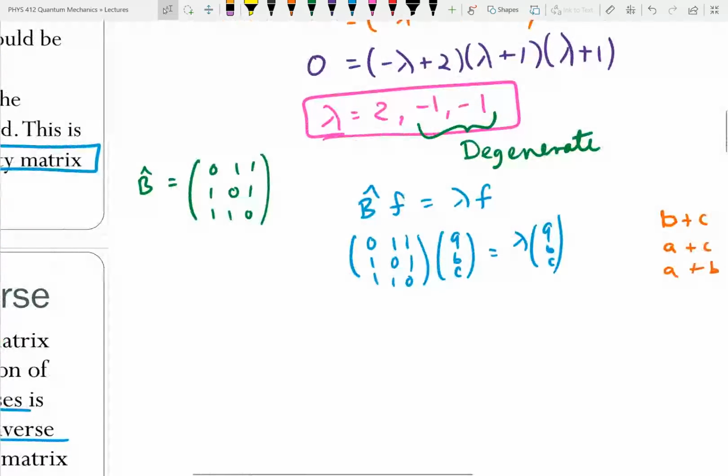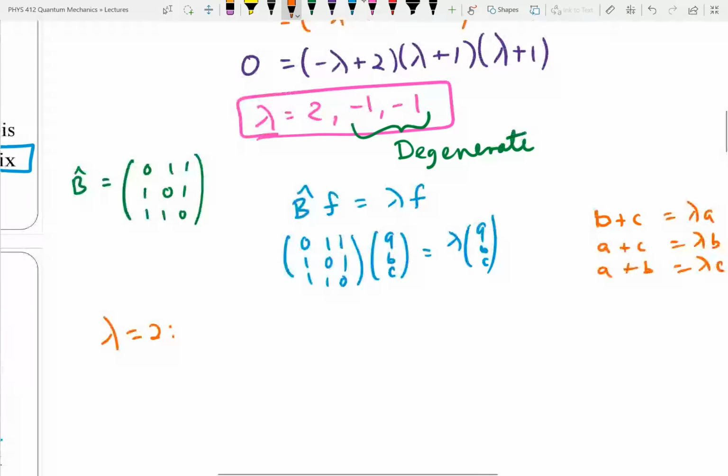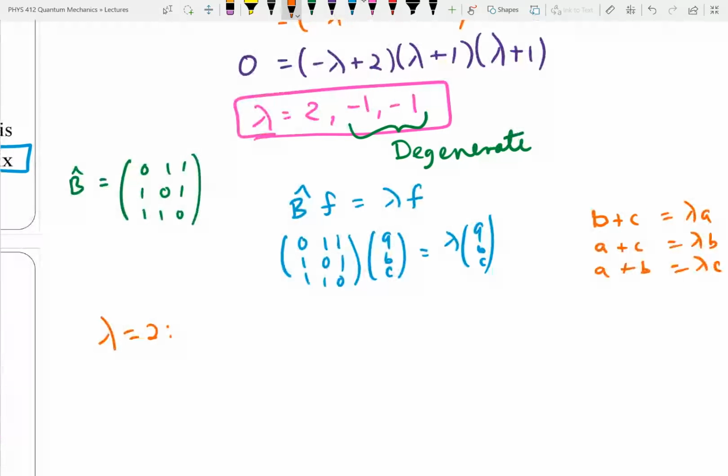So if lambda is equal to 2, then I have B plus C is equal to 2A. A plus C is equal to 2B. And A plus B equals 2C. What do I do with that?